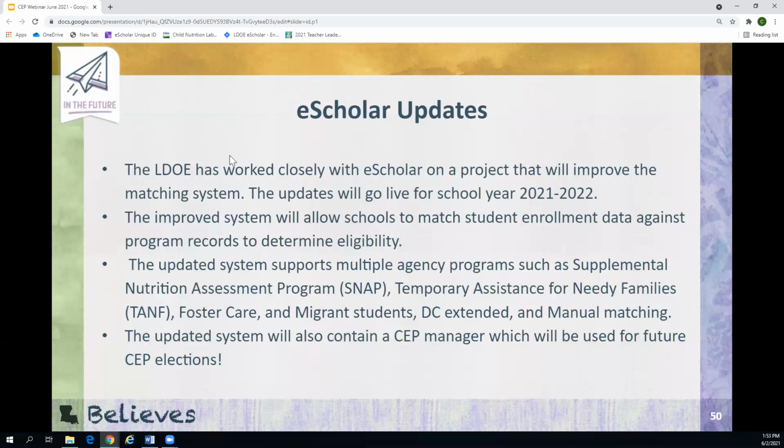The updated system is also going to be the home of our new CEP worksheet. So after this year, your submission through the child nutrition website, our next submission, we hope to be in the eScholar system. And the reason why is because our single source of truth will be in that system. So we'll be able to pull the data straight from these resources and enter them into the worksheet automatically. And therefore, all of your backup will be housed and stored in one location. So this is a really great thing.